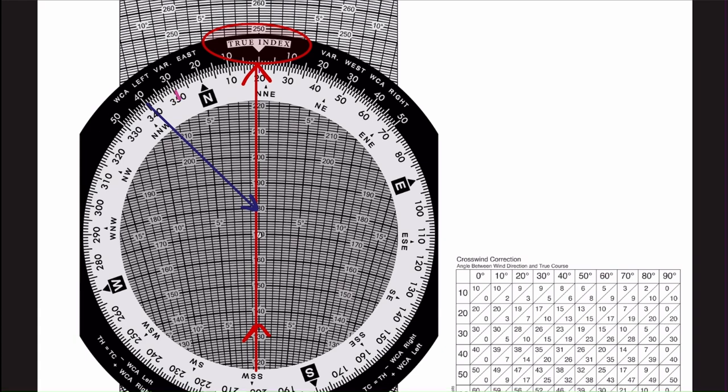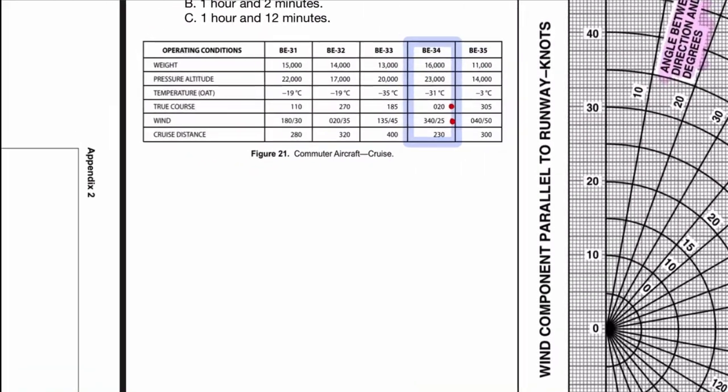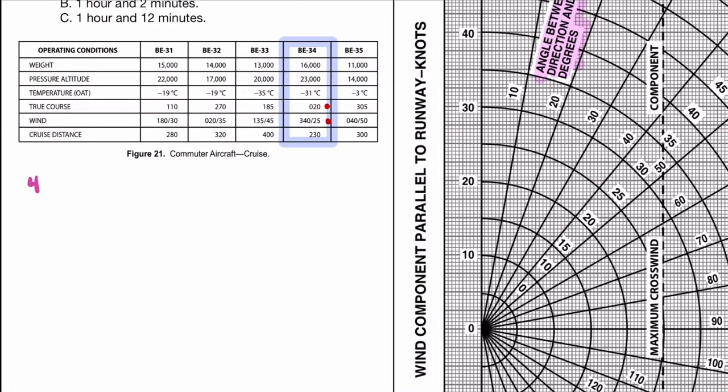So 1, 2, 3, 4. That's 40 degrees of difference. Also, you can look up here and it will tell you the degree on the top. So I know that I have 40 degrees of difference. I'm going to go ahead and write that over here, 40 degrees of difference.